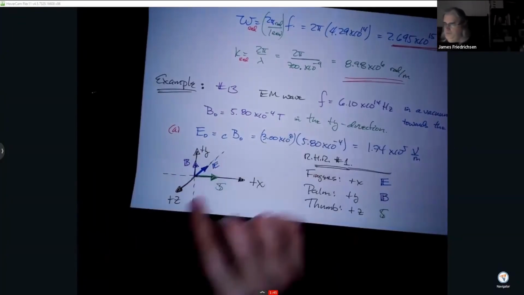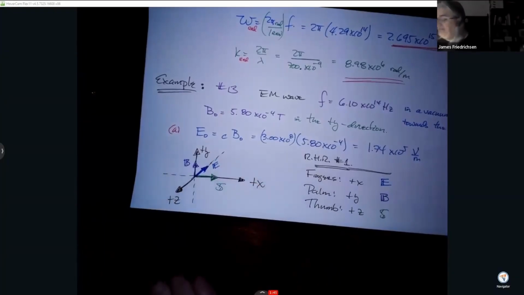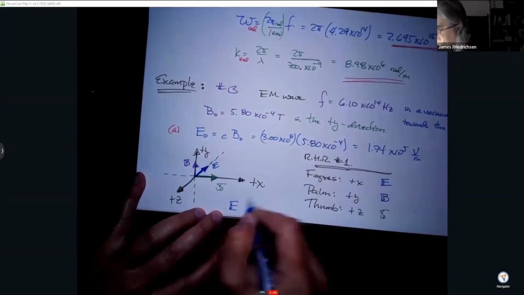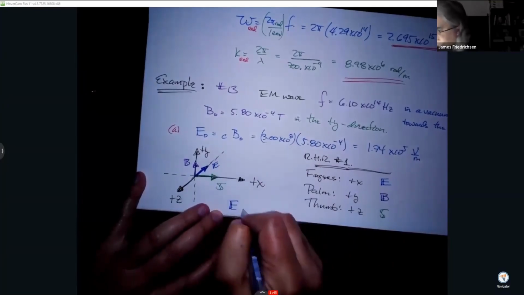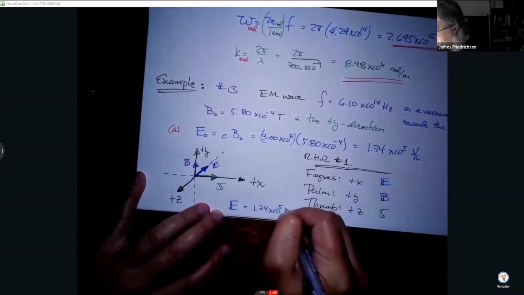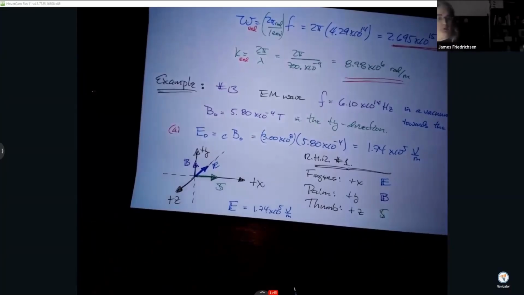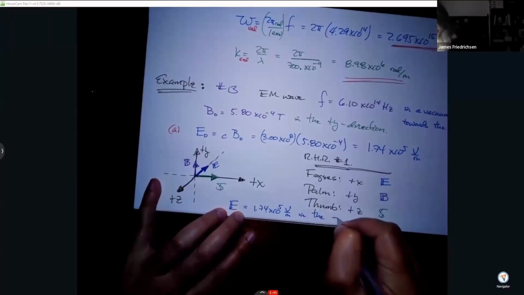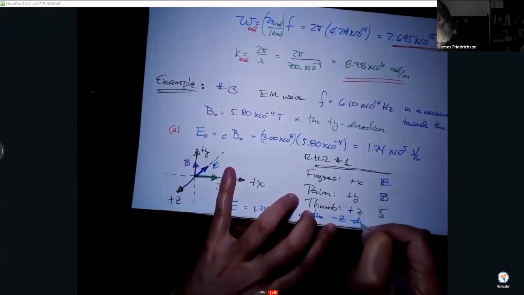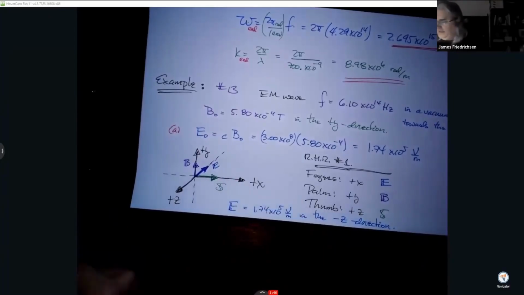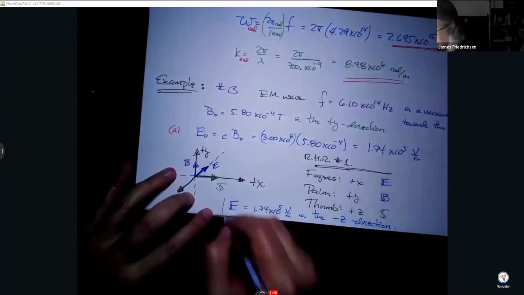There we go. So the electric field is in the negative Z direction. Okay. So then I can write down that my electric field vector at this position in time is going to be 1.74 times 10 to the fifth volts per meter or newtons per coulomb. And then it's going to be in the negative Z direction. There's our answer for the electric field for part A.